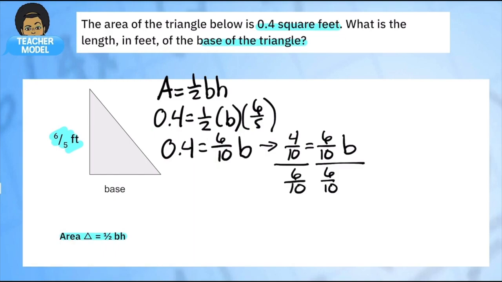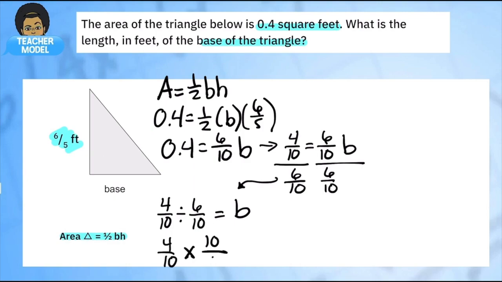Okay, so this is what we have. I'm going to rewrite it here on the side. So now I have 4/10 divided by 6/10 will give me b. All I've done is I've rewritten it. I'm going to put a little arrow there so you can see it. All right, now I'm going to rewrite my division problem as multiplication. So change this to multiplication, and I'm going to multiply by the reciprocal, 10/6. And that will give me b, so let's actually work that out.